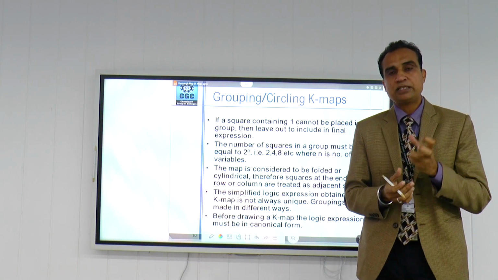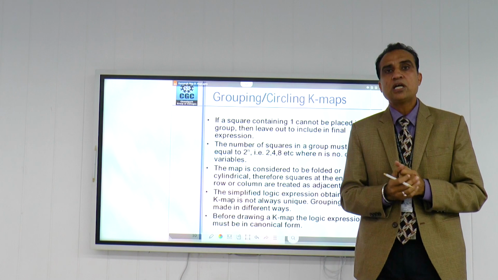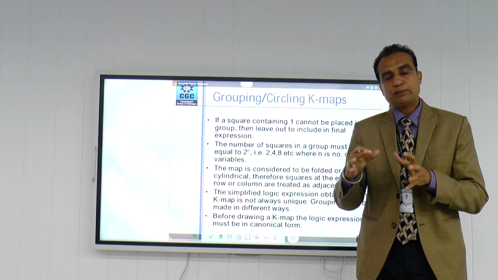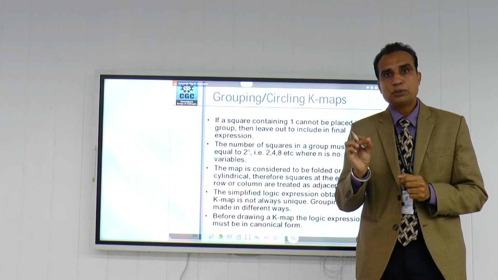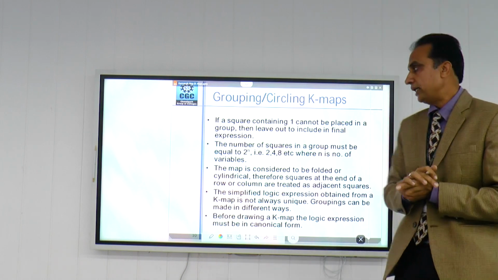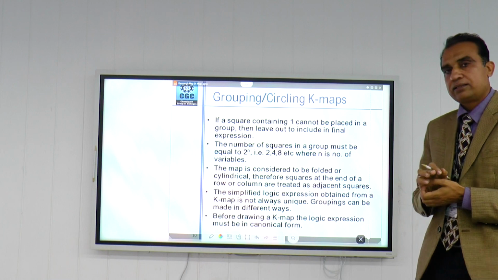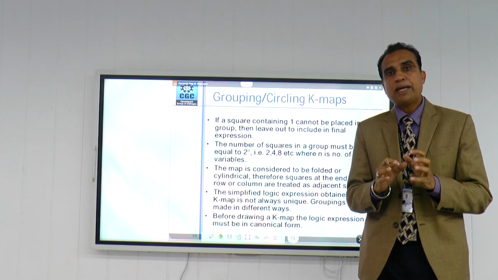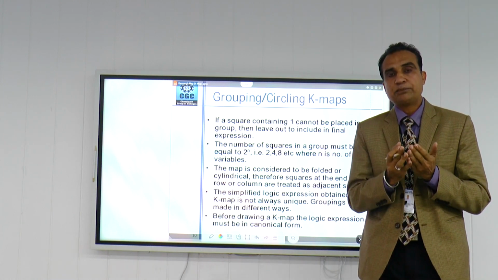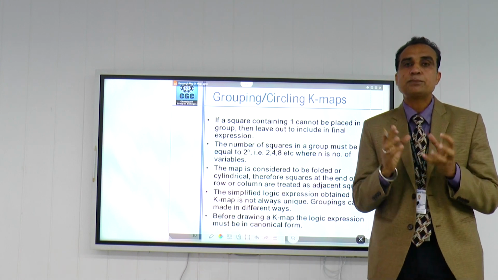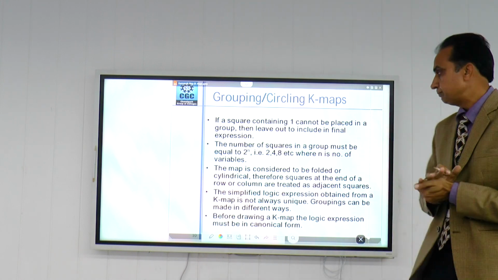For example, if 3 variables are there in the equation, the square grids that are available in the K map is 2 raised to the power 3, that is equal to 8. The map is considered to be folded cylindrical. I already explained you the map is in cylindrical shape, means the corners can participate in a single group.